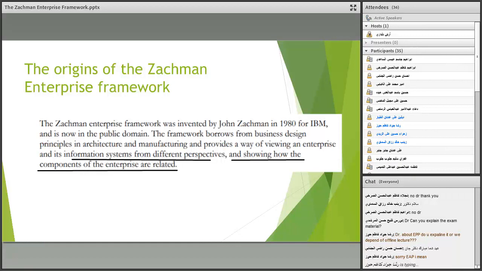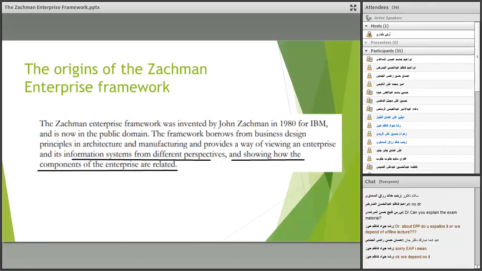The framework tries to borrow from business design principles in architecture and manufacturing, and it is a way of viewing an enterprise. So we have different perspectives. This is a very important issue. In the Zachman framework, we have different perspectives and we have different components of an enterprise. So different perspectives and different components of an enterprise.